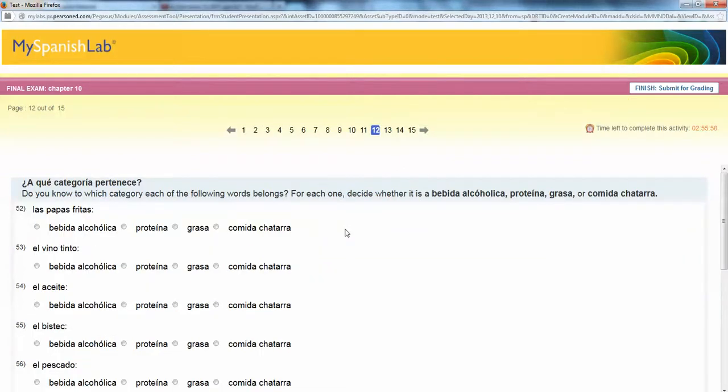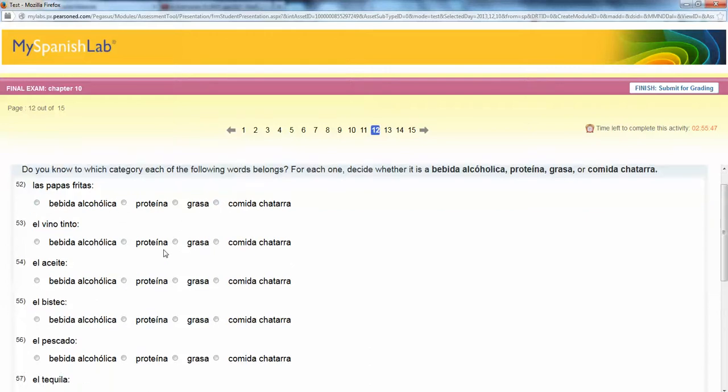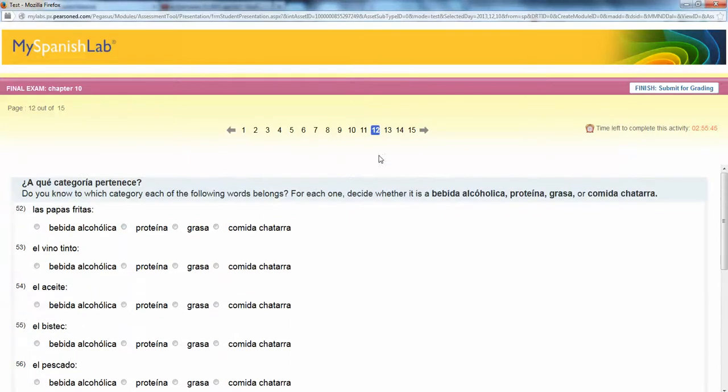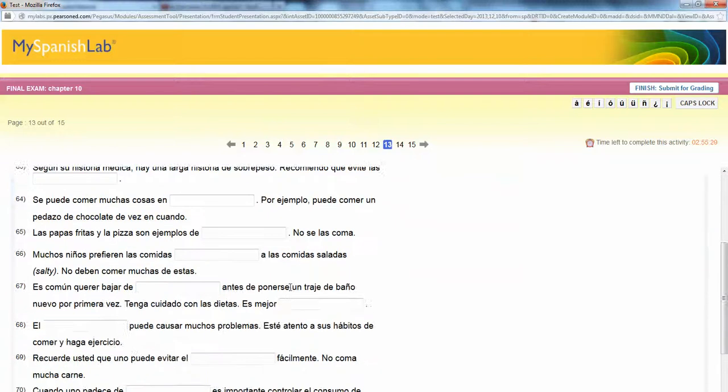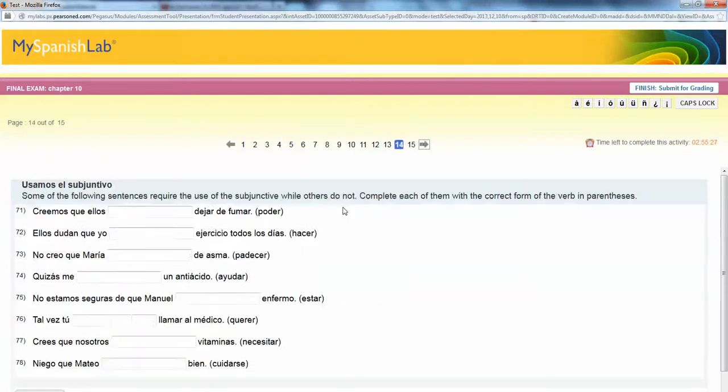Do you know which category each of these is? Vocabulary again, so you can decide. Papas fritas, are they a bebida alcohólica, proteína, grasa, comida chatarra? And so you just click which category each of these food items falls under. And el consultorio de la nutricionista: you have decided to consult with a nutritionist in order to improve your diet. So the following are her recommendations. Complete each sentence with a logical vocabulary word from the word bank. So you just read those and you take a word from there to complete it.